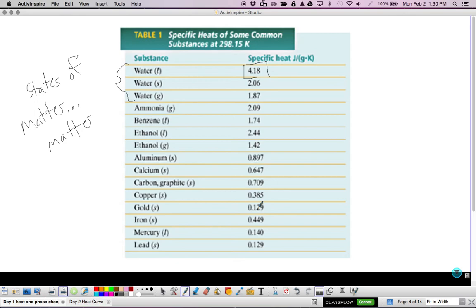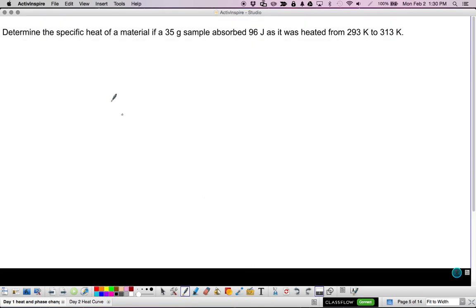All right, moving along. Let's get to some problems. Determine the specific heat of a material if a 35-gram sample absorbed 96 joules as it was heated from 293 K to 313 K. All right, so this is heat. So it's Q equals m Cp delta T. Now, by the way, this equation is going to be on the equation sheet. That's something you should know, all right?